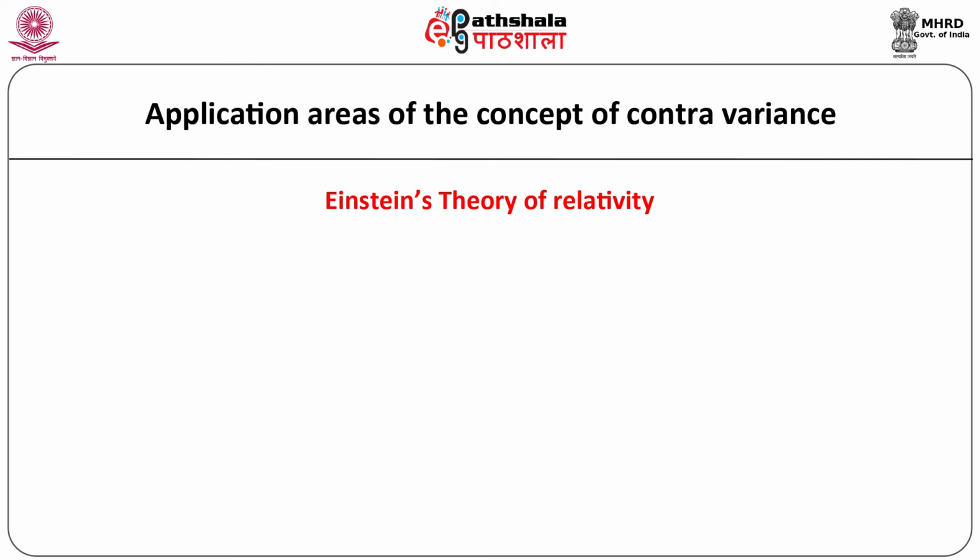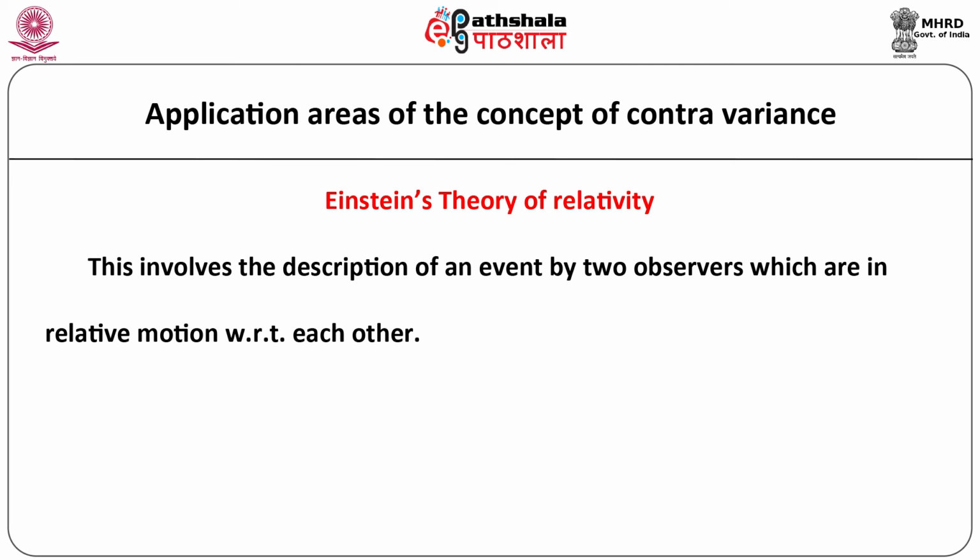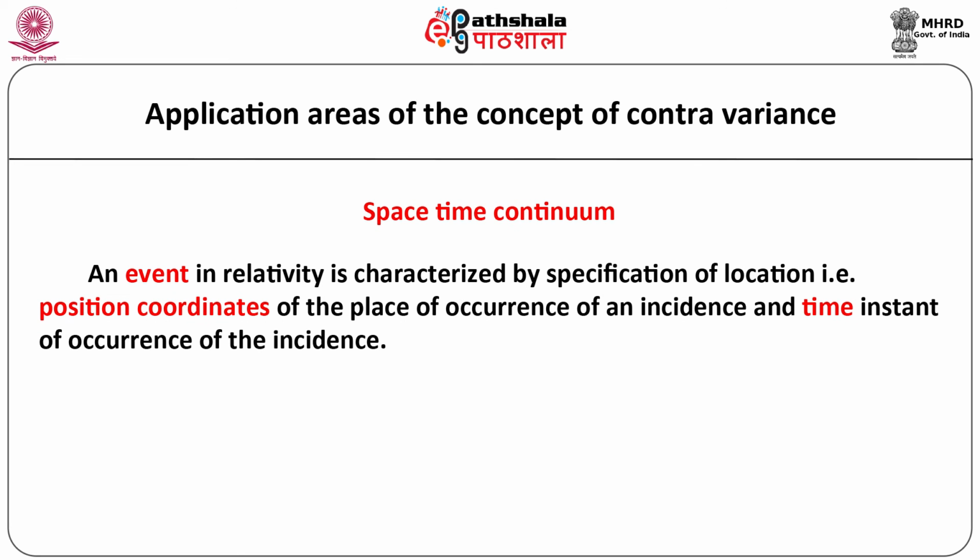Whenever the question of coordinate transformation comes, we get reminded of Einstein's theory of relativity. Einstein's theory of relativity involves the description of an event by two observers which are in relative motion with respect to each other. Let us see what is meant by the term an event. Loosely speaking, an event in relativity is characterized by specification of location, that is, position coordinate of the place of occurrence of an incidence, and the time instant of occurrence of the incidence.